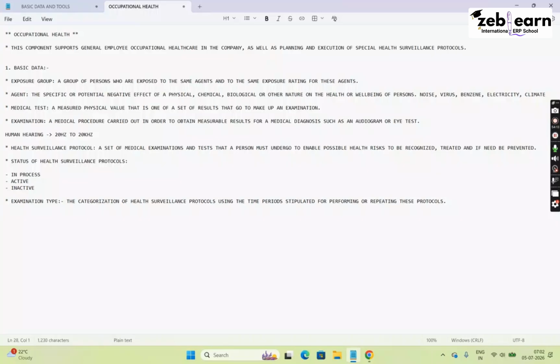For example, we have initial examination, periodic examination, and past exposure examination. Initial examination, periodic examination, and past exposure examination. These are the three types. Initial examination means whenever you are going for any medical checkup for the first time, we call it initial examination.